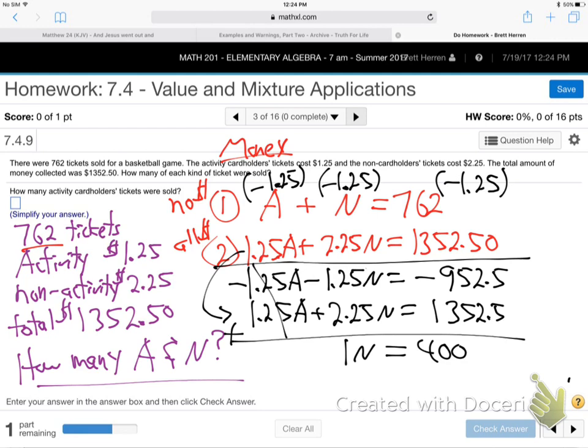Is that good so far? Now, how do we find how many activity card holders? What's the total? Yeah, this is the total. So just take 762 minus 400. Yeah, 362 must be the A, the activity card holders. Must be 362 activity card holders, 400 non. And we're done.